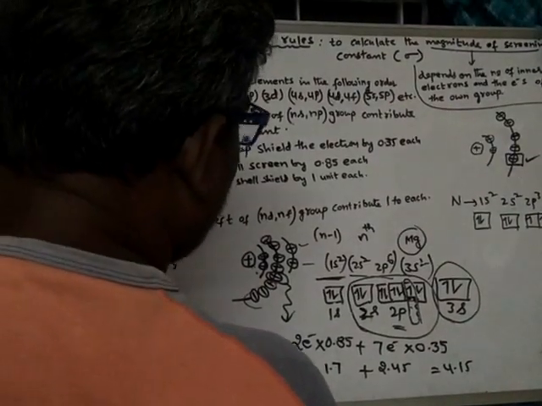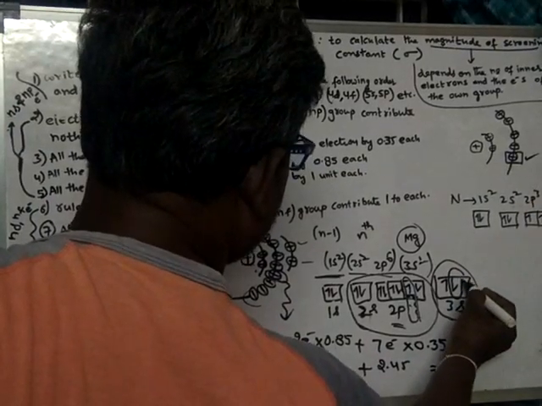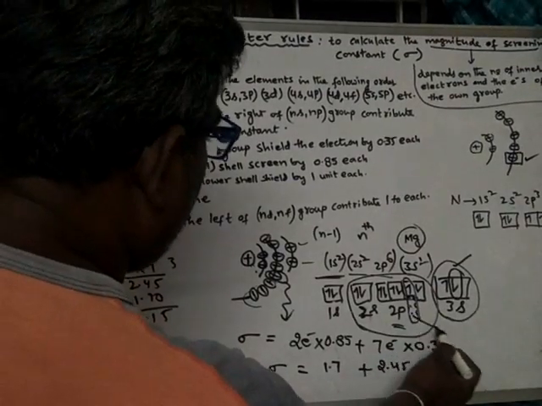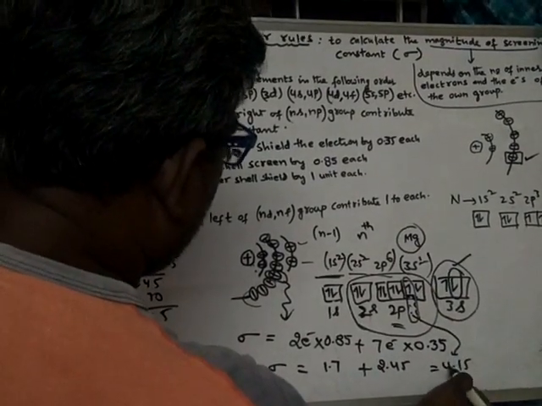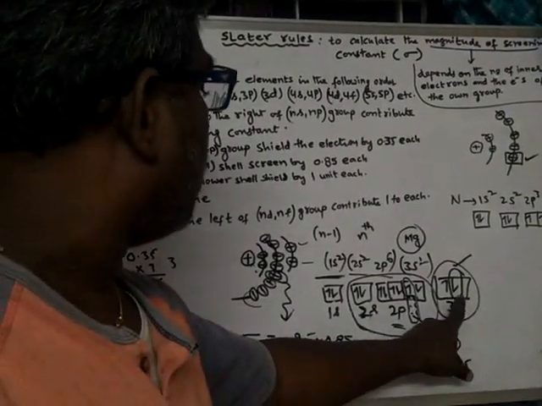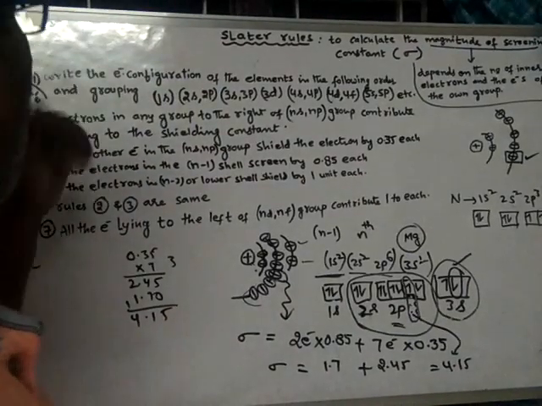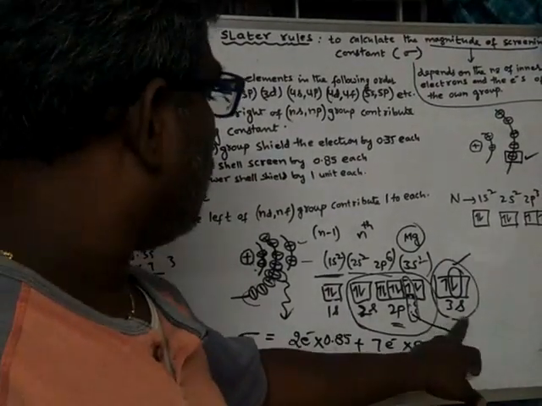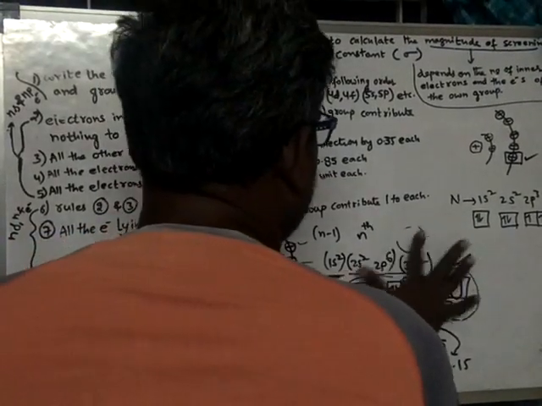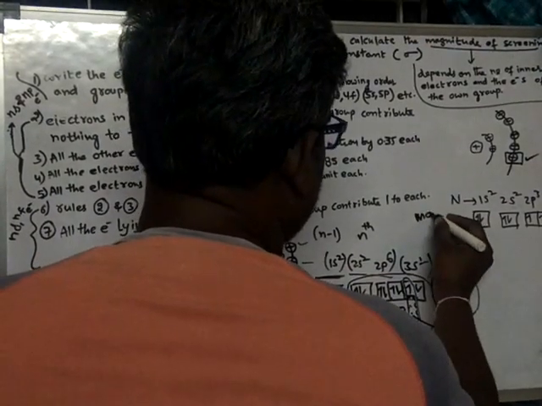Now let us calculate the screening constant shown on this electron. So on this electron, screening constant is 4.15. Now if you want to calculate the screening constant shown on this electron, that means on the 3s electron, how to calculate? Again the same rules. So now this group, these electrons will become the nth group. Okay. So this is about the magnesium atom.